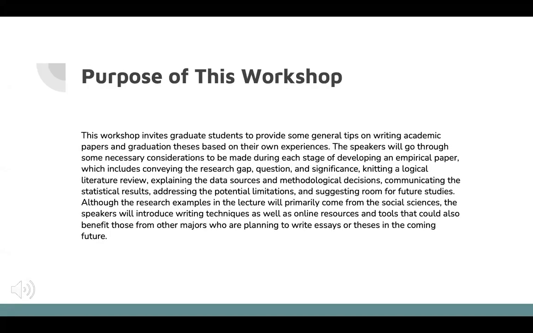As for the purpose of our workshop today, we want to provide some general tips on writing academic papers and graduation thesis based on our own experiences. And we will go through some necessary considerations to be made during each stage of developing an empirical paper, which includes conveying the research gap, the question, and the significance of our research, needing a logical literature review, and explaining the data sources and methodological decisions, communicating the statistical results, addressing the potential limitations, and suggesting room for future studies.